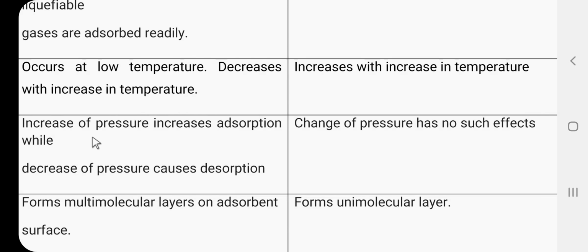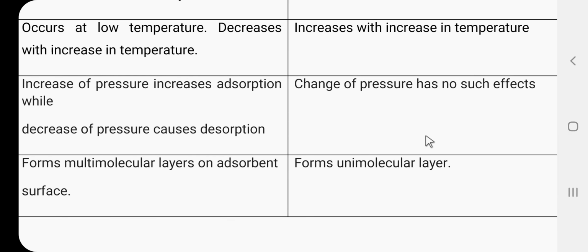In physical adsorption, an increase of pressure increases the adsorption, while a decrease of the pressure causes desorption. That means in case of physical adsorption, as we increase the pressure, the rate of physical adsorption increases. As we decrease the pressure, the rate of physical adsorption also decreases. Change of pressure has no such effect on chemical adsorption.